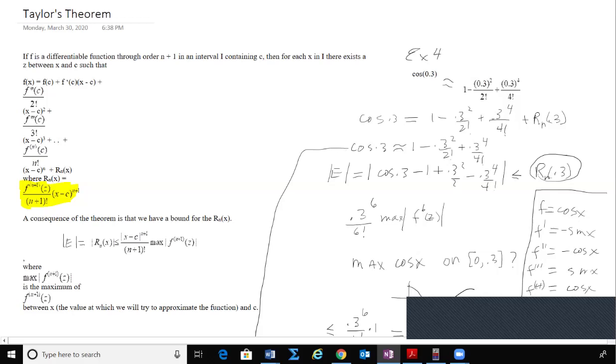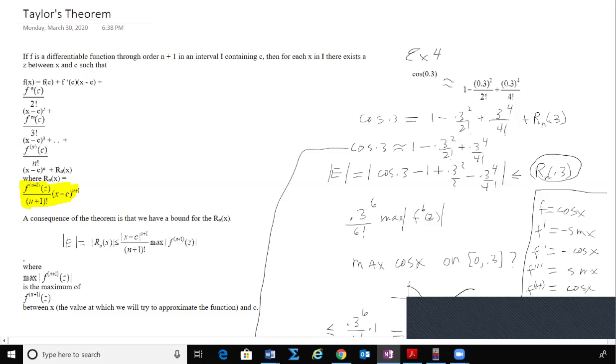Now, what we're going to use this for is this. The fact that this remainder can be no bigger than this product, the absolute value of x minus c to the n plus 1 over n plus 1 factorial times the maximum of the derivative in here at some value of z. So we could say that it has to be true because that's the nature of the derivative in here. So there is some maximum, and this is it, if we can find it.